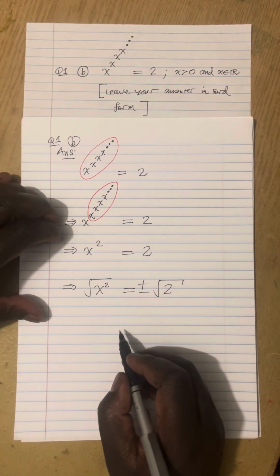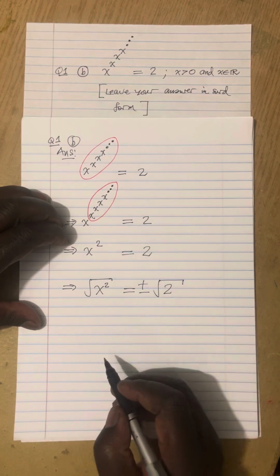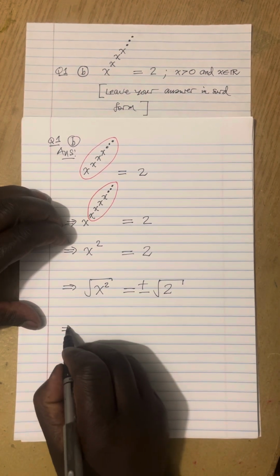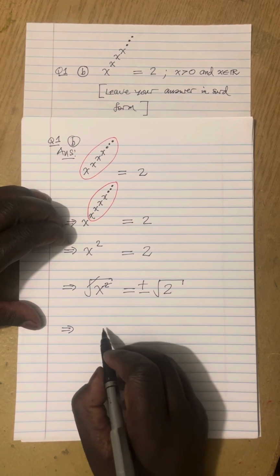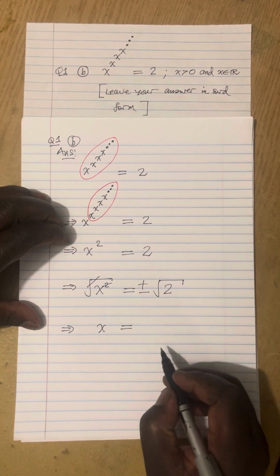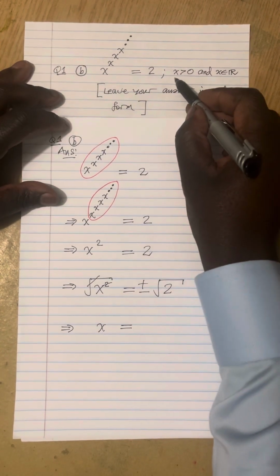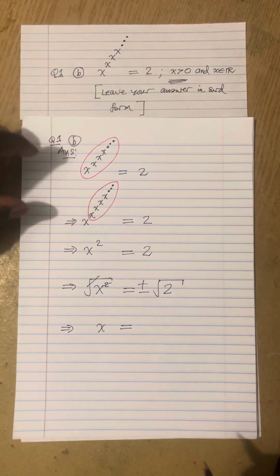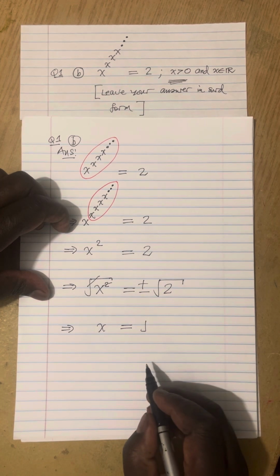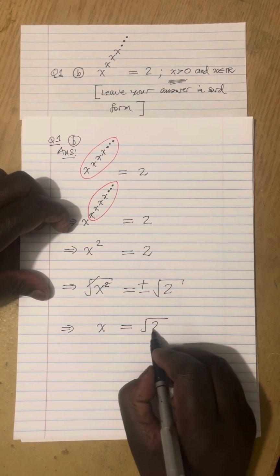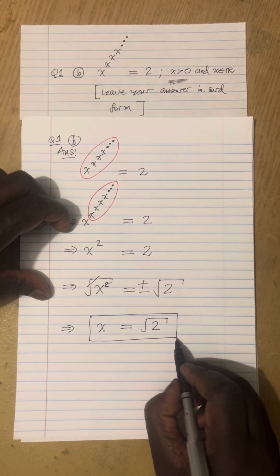We have to put plus or minus on the right hand side as we take the square root. Now on the left hand side, the square root sign cancels that 2 there, and we have x is equal to, but remember, x is positive. X is supposed to be greater than 0. And so this means I have to discard the negative root of 2. I must take the positive root of 2. And this then is my solution to question number 1b.